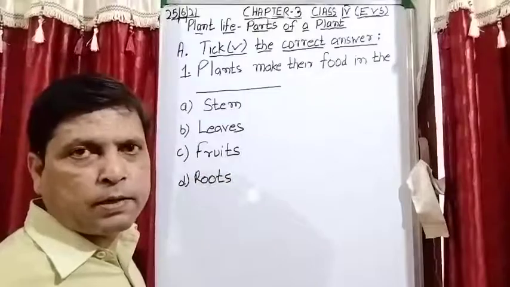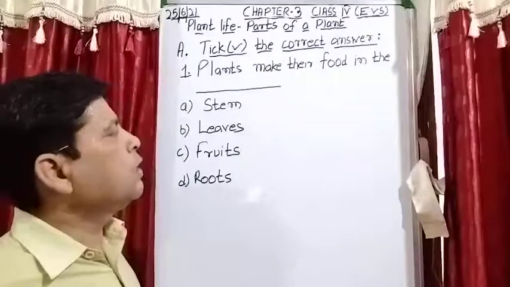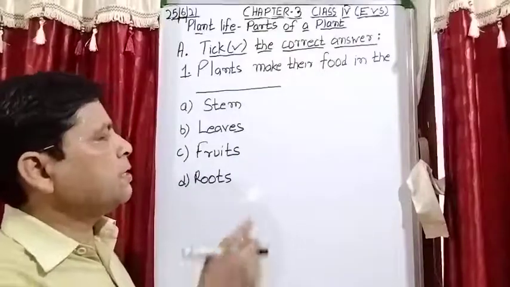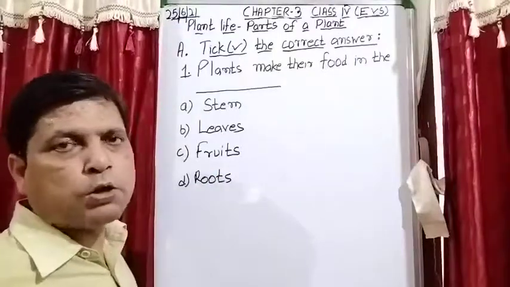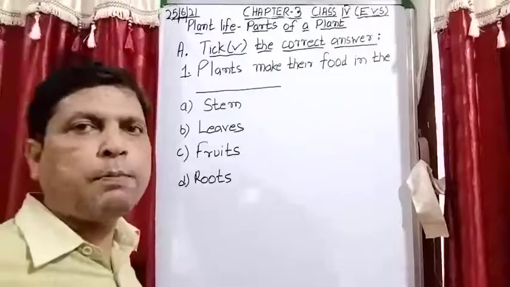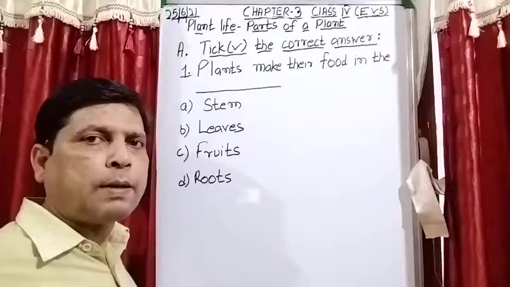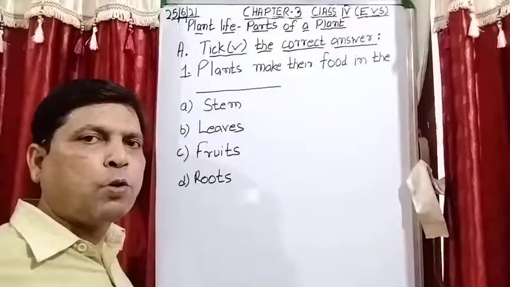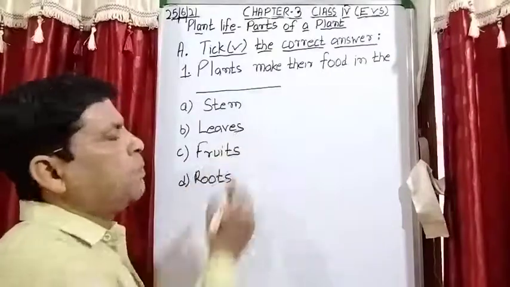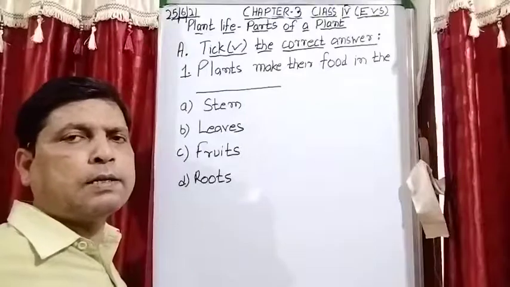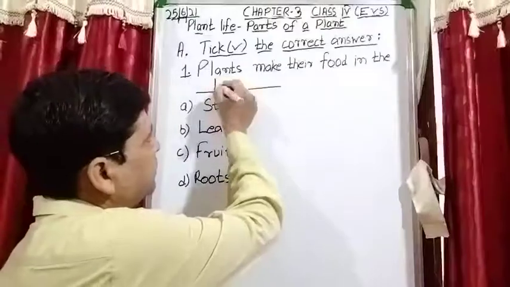Fruit is also not the right answer, because the plant prepares its own food. Is it clear? They are preparing the food, that is the reason fruit is also not the right answer. Then root is not the right answer, because the function of the root is to absorb water and minerals and send them to the stem, and then the stem distributes this water to all parts of the plants. Okay, now option number B, yes, this is the right answer, that is leaves. So plants make their food in the leaves.